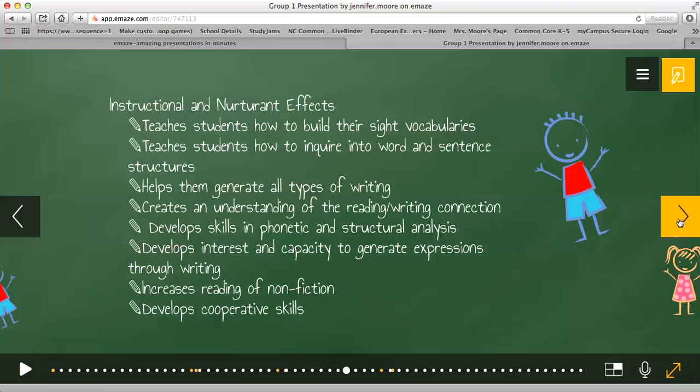Instructional and nurturant effects. Teaches students how to build their sight vocabularies. Teaches students how to inquire into word and sentence structures. Helps them generate all types of writing. Creates an understanding of the reading-writing connection. Develops skills in phonetic and structural analysis. Develops interest and capacity to generate expressions through writing. Increases reading of nonfiction, and develops cooperative skills.